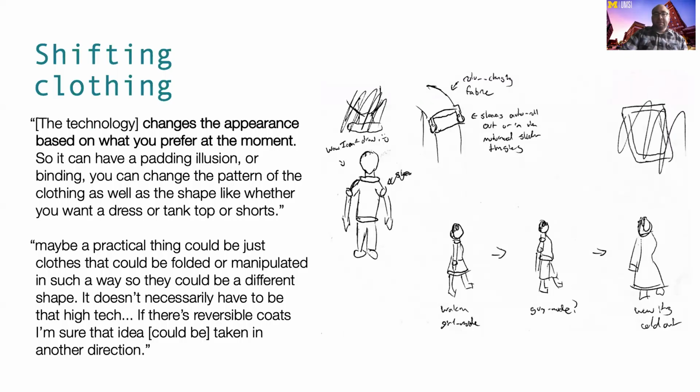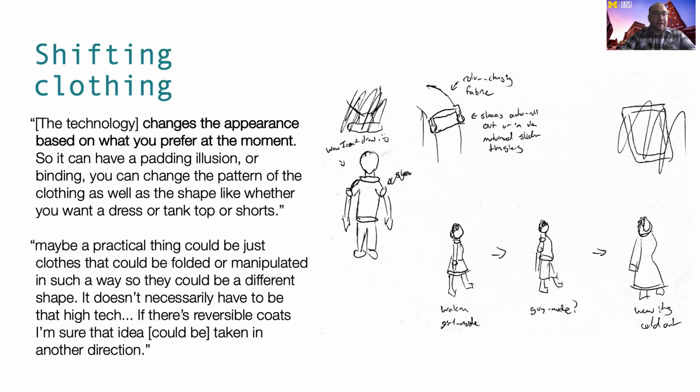Some participants were considering more physical rather than digital approaches to wearable technology design. Many participants described experiences they had with not being able to buy clothing that was particularly catered for trans people, and described ways to design clothing to address trans-specific challenges. One participant said that this technology changes the appearance based on what you prefer at the moment. So it can have a padding illusion or binding.